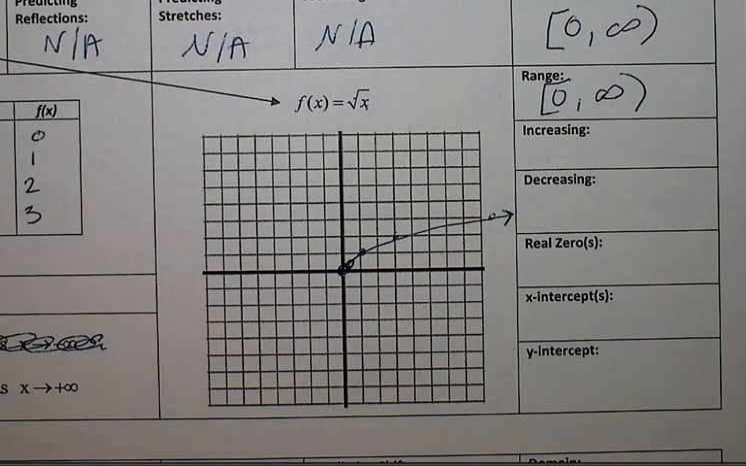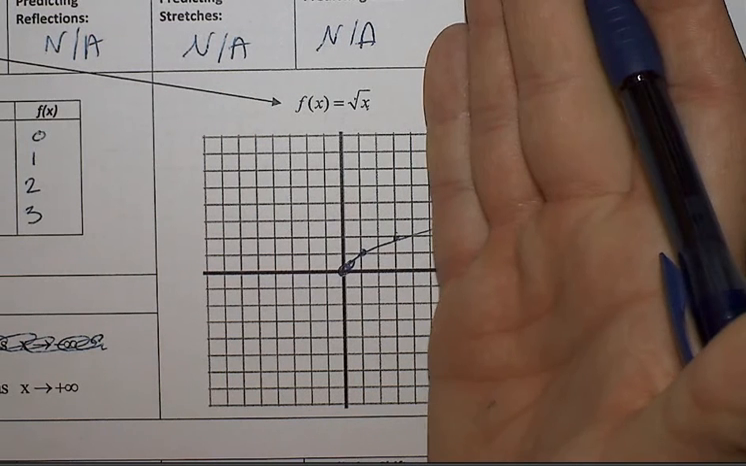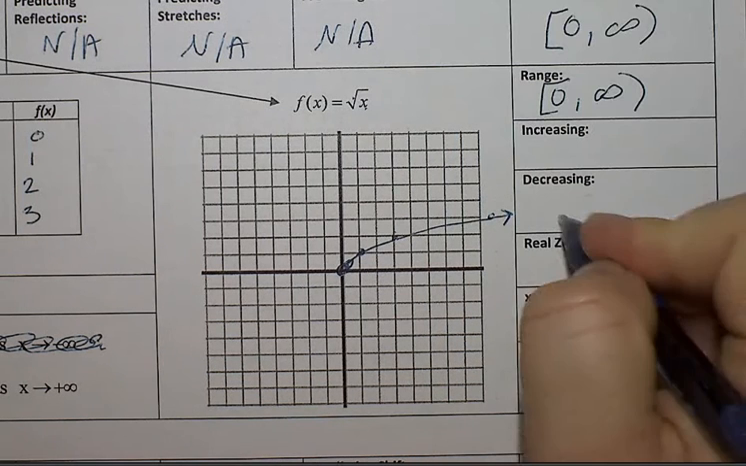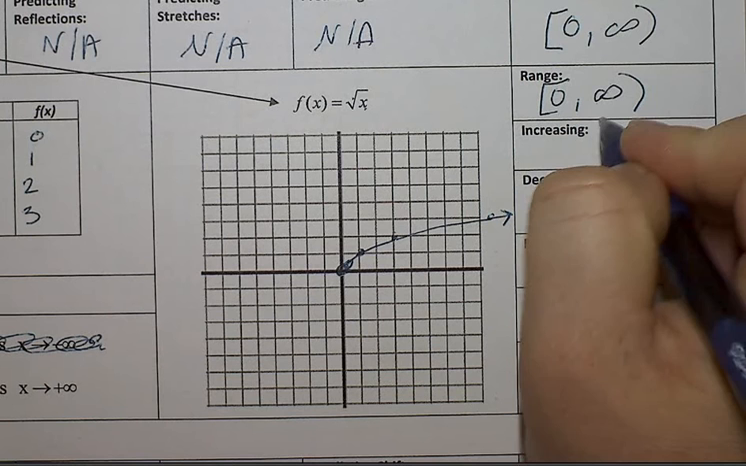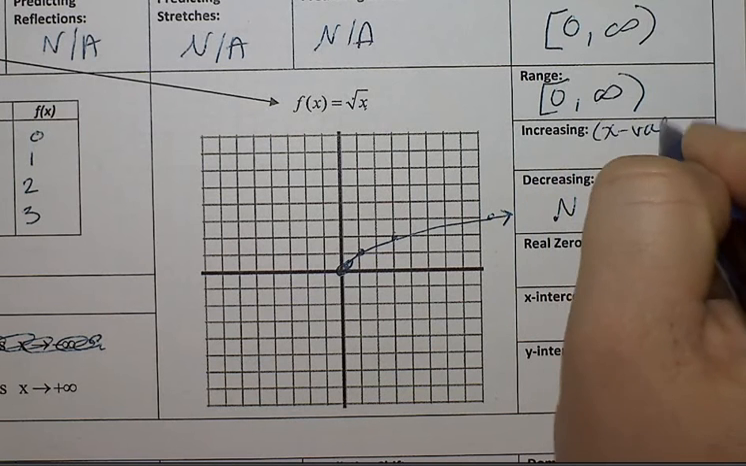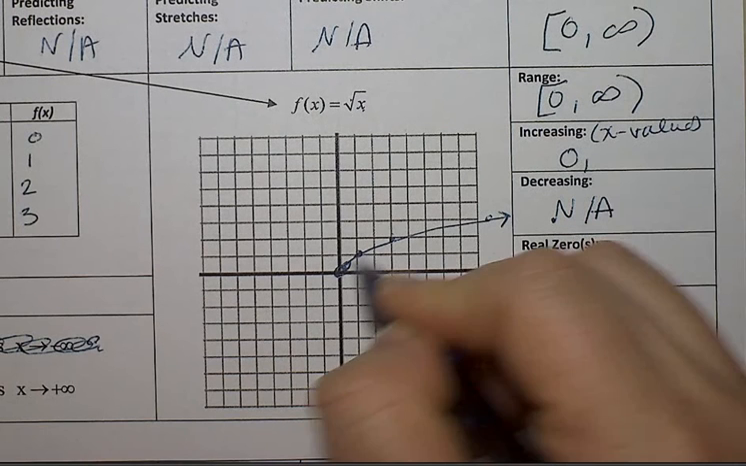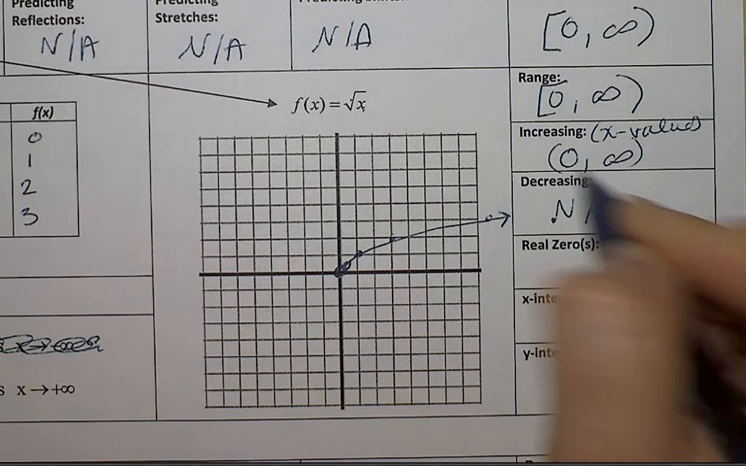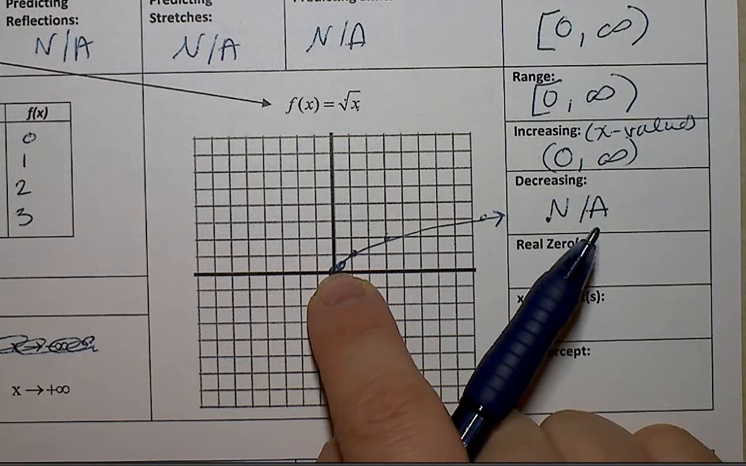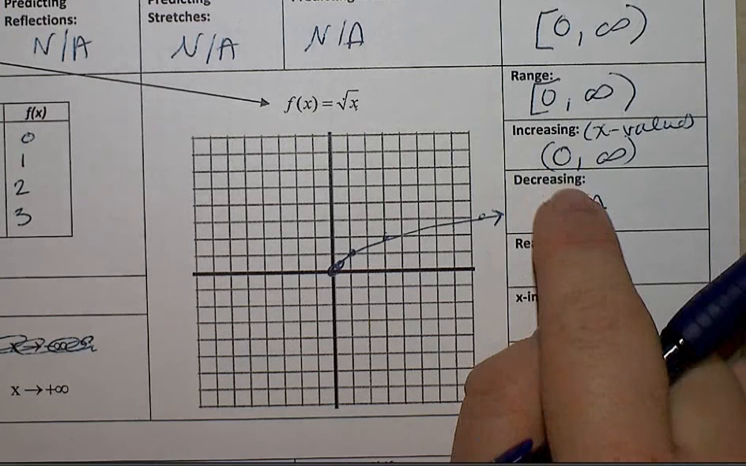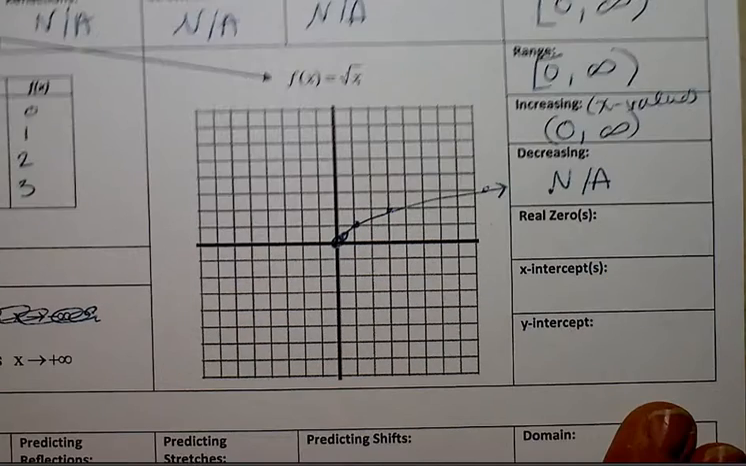For this function from left to right, is this function increasing or decreasing? So I'm going to put an NA for decreasing. And remember, when we describe increasing or decreasing, we're doing it with x values. So really it starts at 0 and it continues to go to the right where it is increasing. Is it increasing at the exact point of 0? It's starting there, so we have our parentheses.